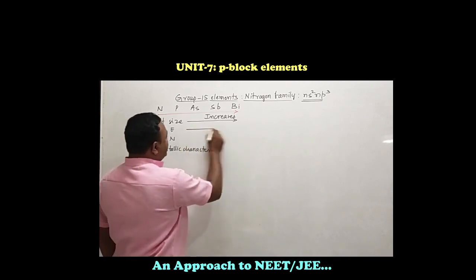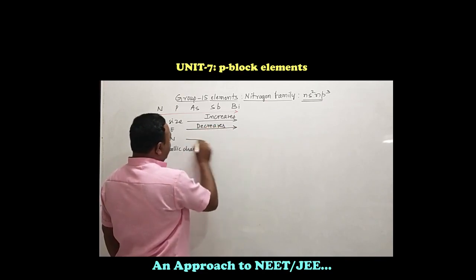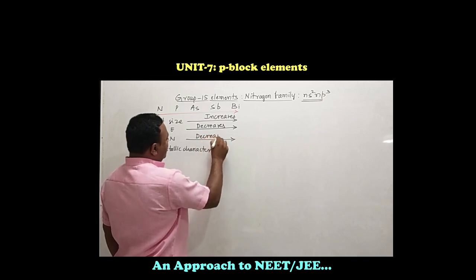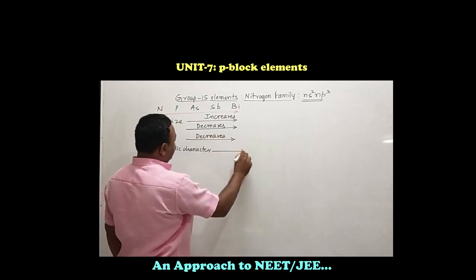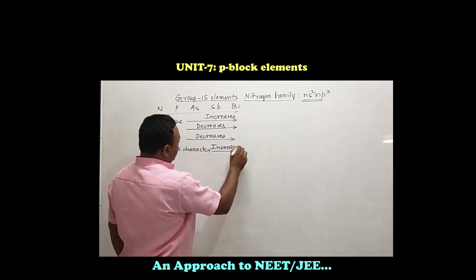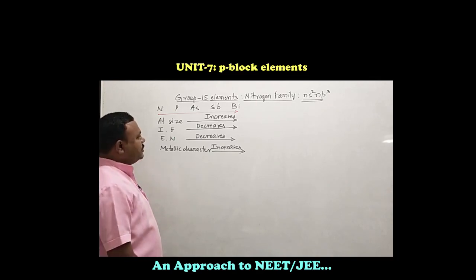With an increase in atomic size, we know ionization energy goes on decreasing. Electronegativity also goes on decreasing. Metallic character goes on increasing. So these are the 4 important periodic properties we have to remember: atomic size, ionization energy, electronegativity and metallic character. By this you can easily guess.